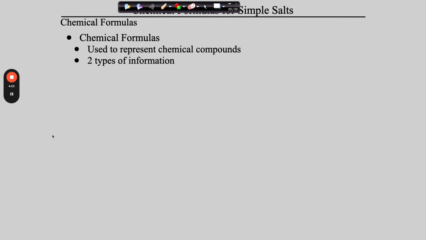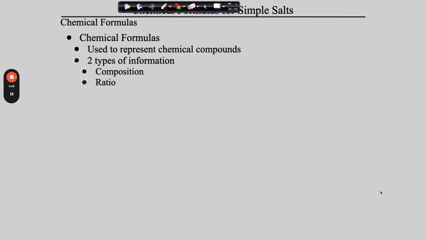Now, this provides two types of information. One is composition. Water is H2O. It means it's composed of hydrogen and oxygen. Salt is NaCl. It's composed of sodium and chlorine. So one of the things that chemical formulas tell us is composition. The other thing it tells us is the ratio of the things that make up this compound.